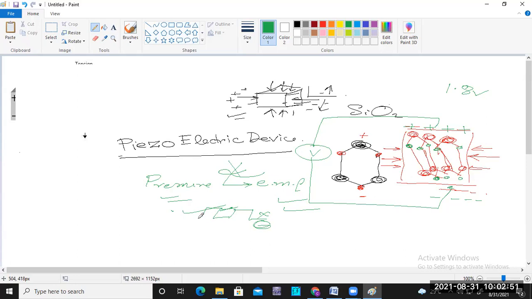So guys, I think you can now understand how a piezoelectric device works, and what a piezoelectric device is. Generally, a piezoelectric device is made of silicon dioxide. This is silicon, and this is silicon, and this is oxygen. This is oxygen. This is oxygen.